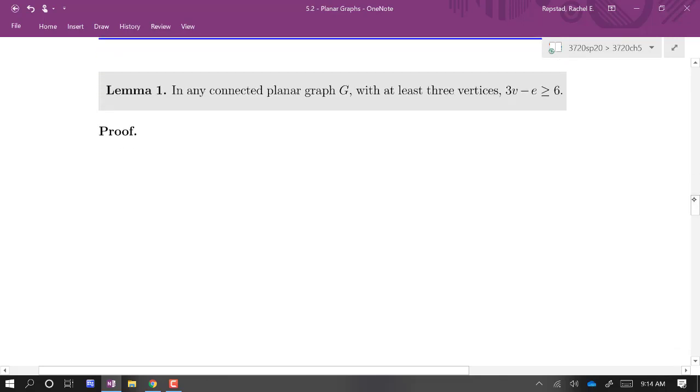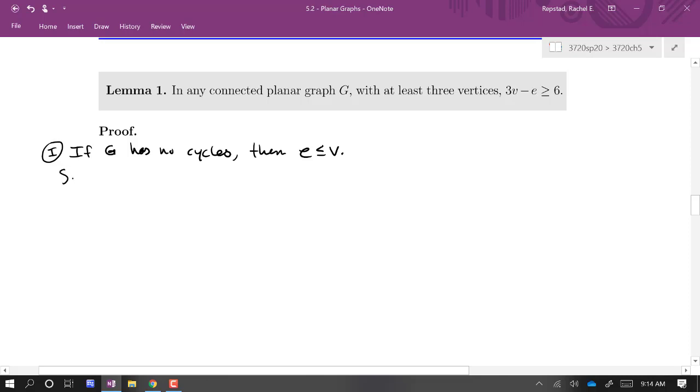Okay, so another result here: in any connected planar graph with at least 3 vertices, it must be the case that 3v minus e is greater than or equal to 6. So we're going to do this in 2 pieces here. We're going to first consider the possibility that G has no cycles. If G has no cycles, then the number of edges can't be any more than the number of vertices. So that means that E is less than or equal to V.